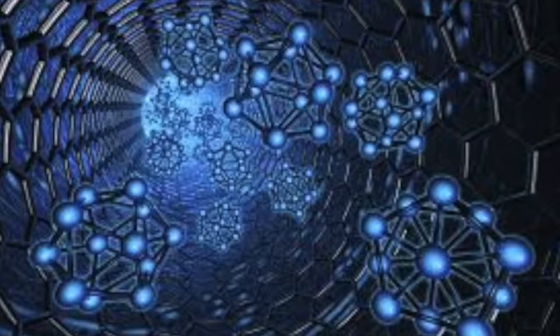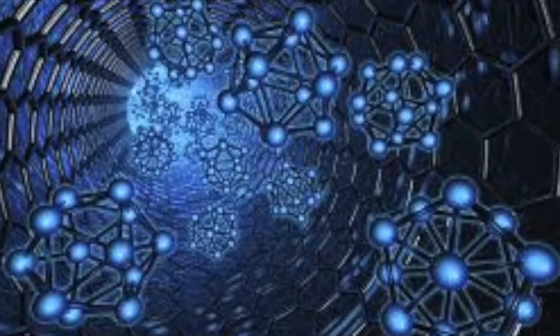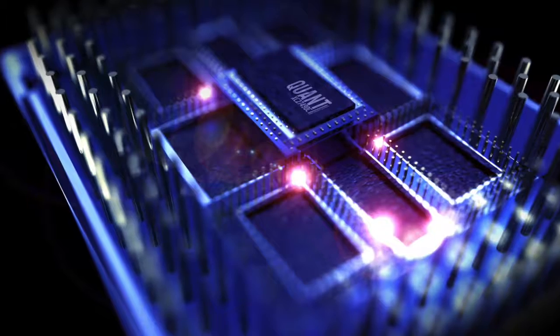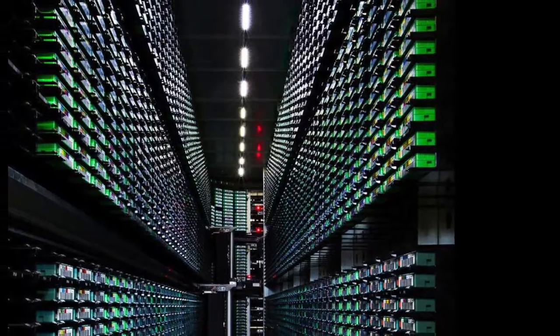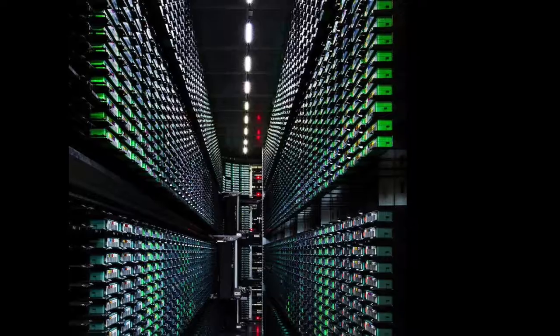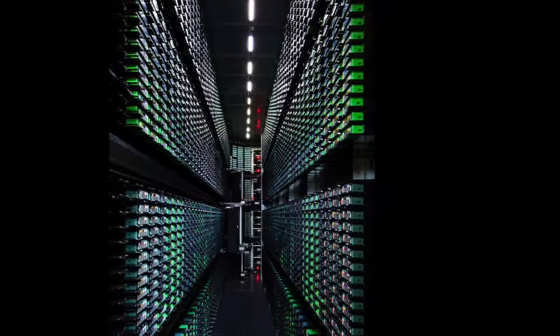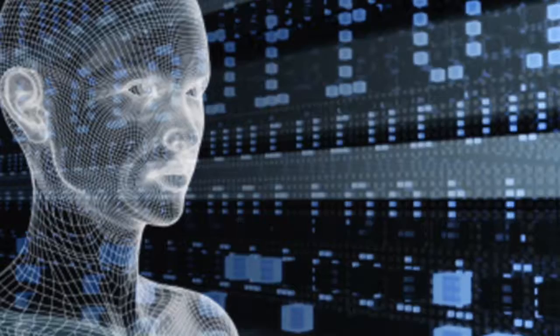Quantum computation and molecular and nanotechnology will radically change the face of computers in years to come. The goal of fifth-generation computing is to develop devices that respond to natural language input and are capable of learning and self-organization. The evolution of computer still continues.